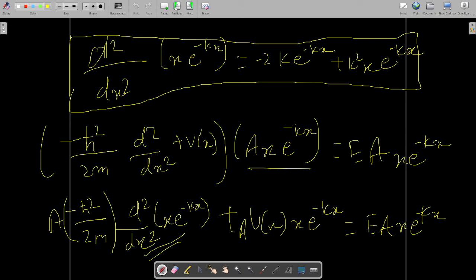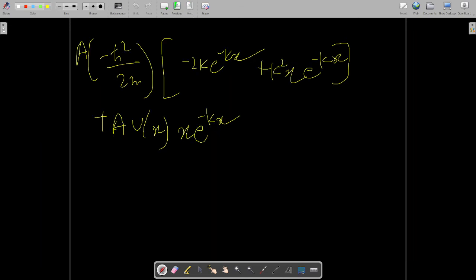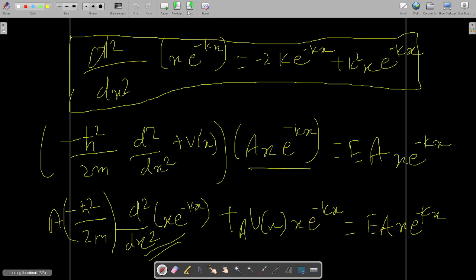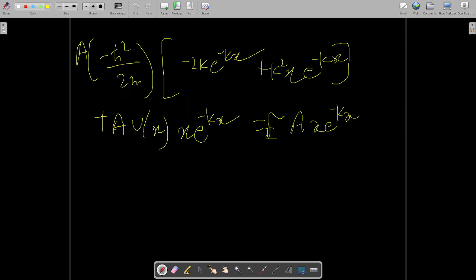Is equal to e a x e to the power minus kx. Okay, so this is the thing. Now I have simplified one of the operators. So basically I can cancel out some terms from the LHS and RHS. So which term is going to be cancelled out? You can clearly see that e to the power minus kx will be cancelled out. Okay, so this e to the power minus kx, this, this and this, they are cancelled out.